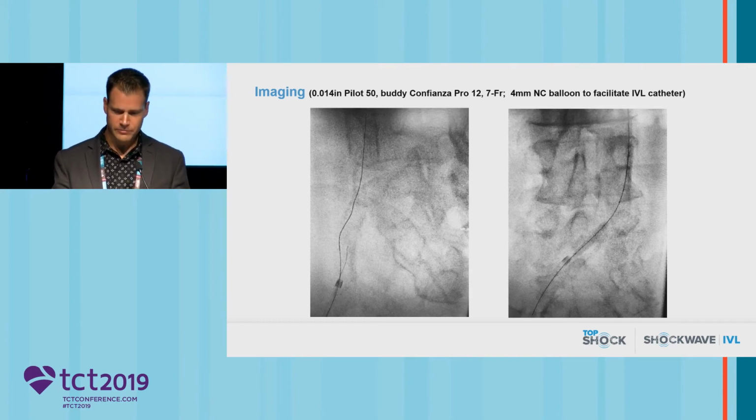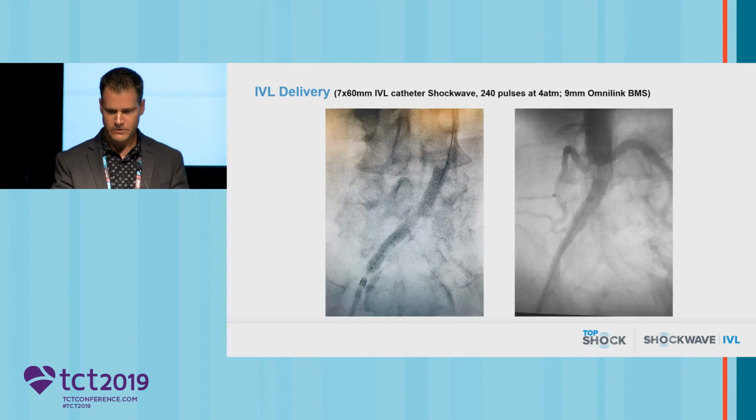Was able to wire through, confirm we were true lumen using the Corsair, took a puff through the Corsair, we were up in the mid aorta. Used a 4 millimeter non-compliant balloon to facilitate the IVL catheter, so did a few inflations with the 4 NC. Was able to track up the catheter and did a 7x60 IVL catheter with 240 pulses at 4 atmospheres. It ended up using a bailout 9 millimeter Omnilink bare metal stent just to tack up that mobile chunk of calcium on the right screen there.